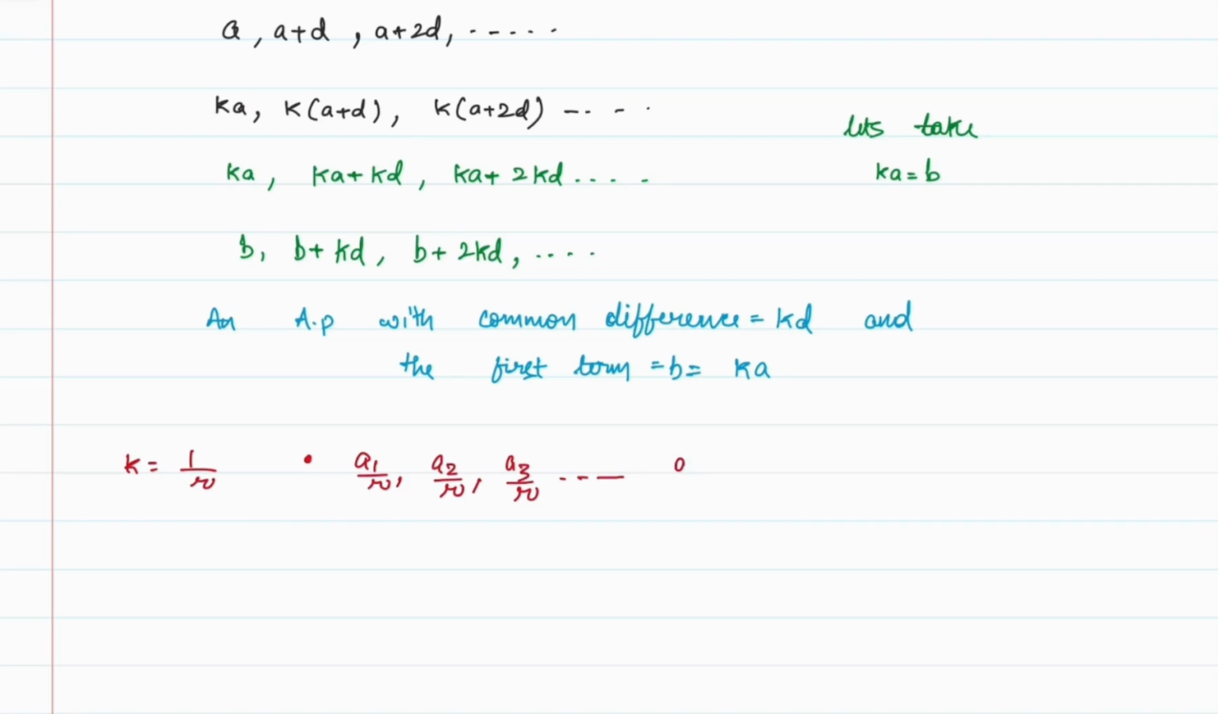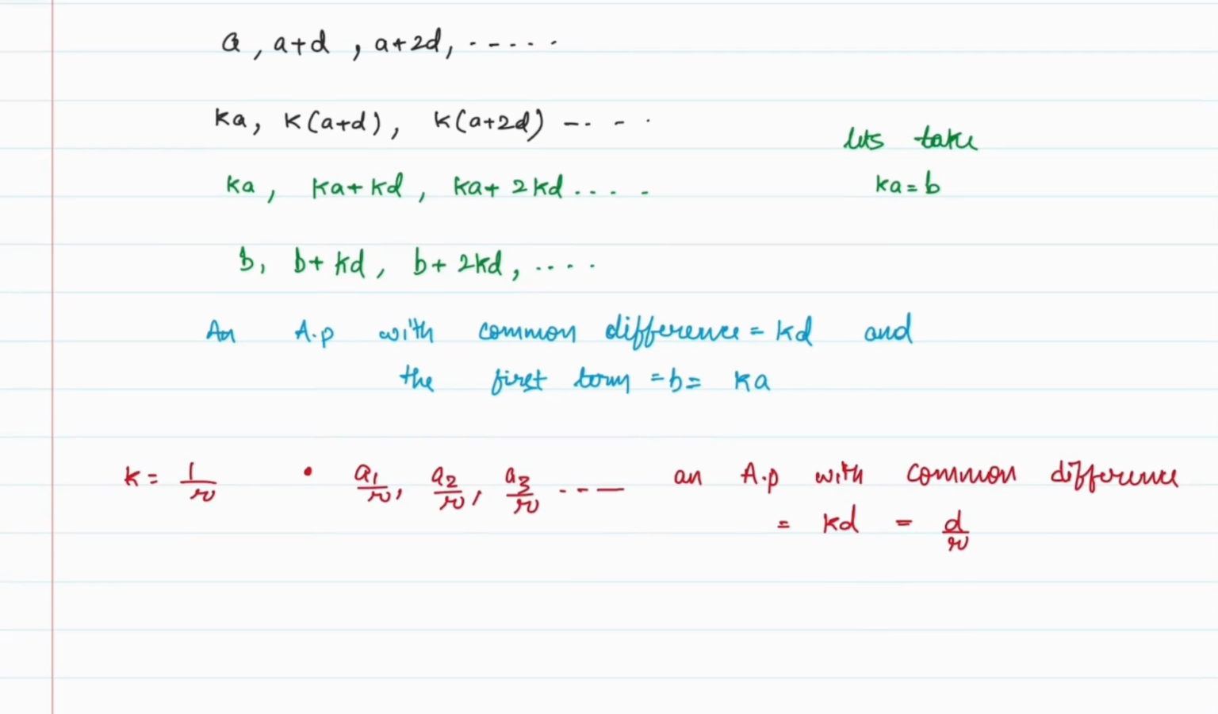This will also be an AP with common difference equal to k into d. Since we took k equal to 1 by r, it will become d by r. This is also one of the properties of arithmetic progression.